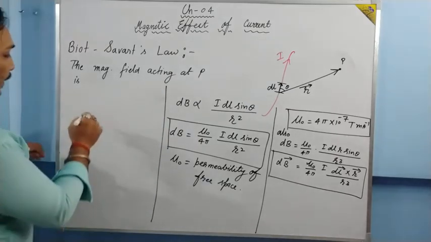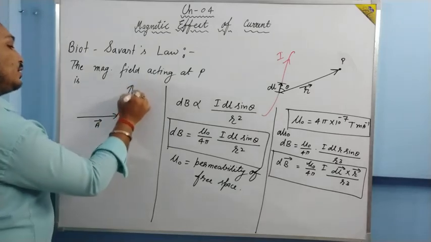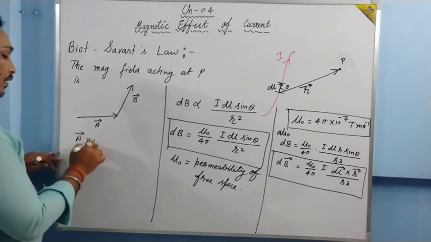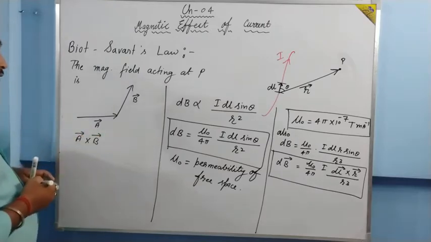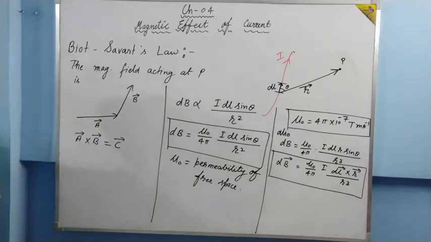If vector A is somewhere in this direction, vector B is somewhere in this direction, and we know the direction of vector A and vector A cross vector B. It is obviously, let's call it the C vector. So what is the direction of the C vector, which is equal to the cross product of vector A and vector B?